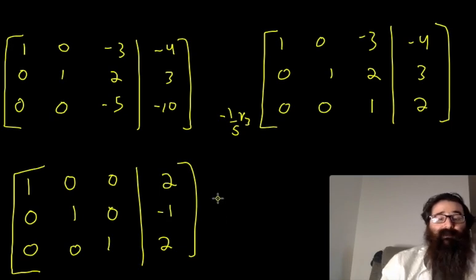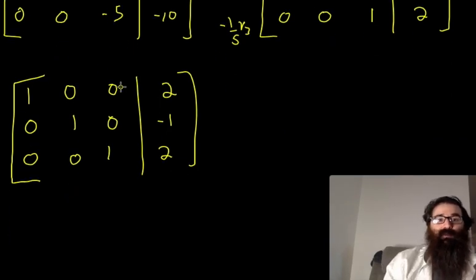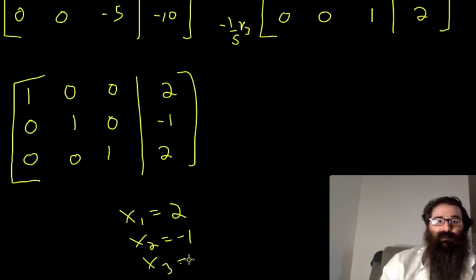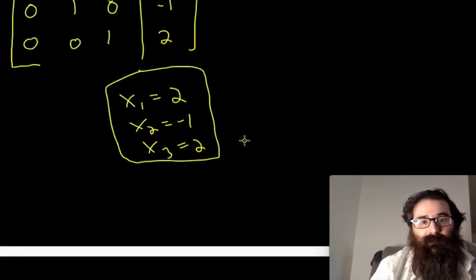And now this is completely reduced, and I can actually just pick out my solution. So that first row is saying x1 equals 2. Second row is saying x2 equals negative 1. That last row is saying x3 equals 2. And there I have my solution.